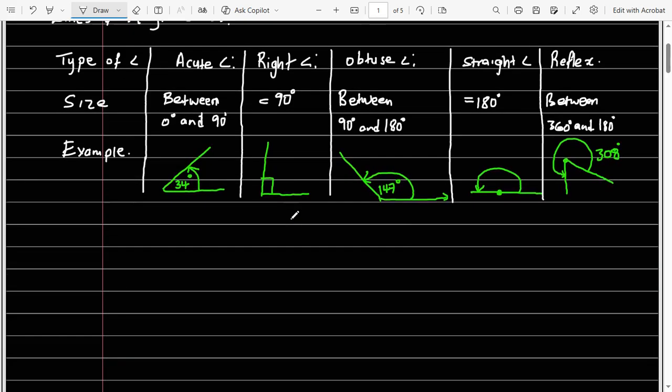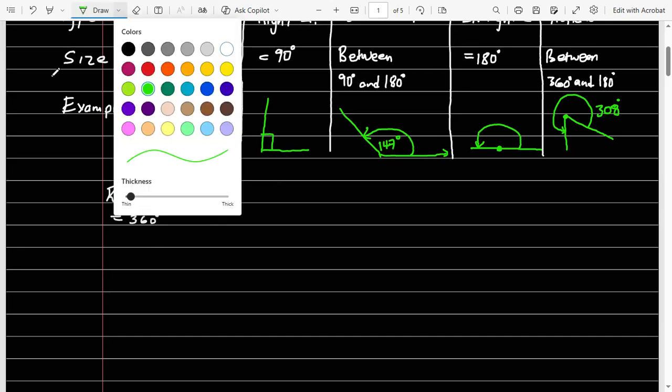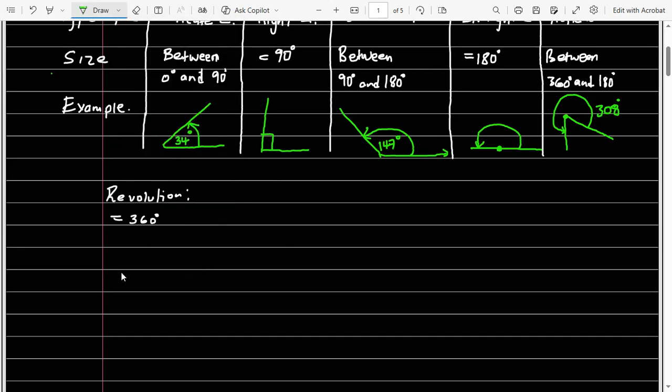So the last one that I want us to discuss is the revolution angle. This one should be equal to 360, and I'm not going to waste time on that because I think you know that when we say revolutionary angle, we are referring to angles around a point. So if I have something like this, the angles around a point should give us 360.